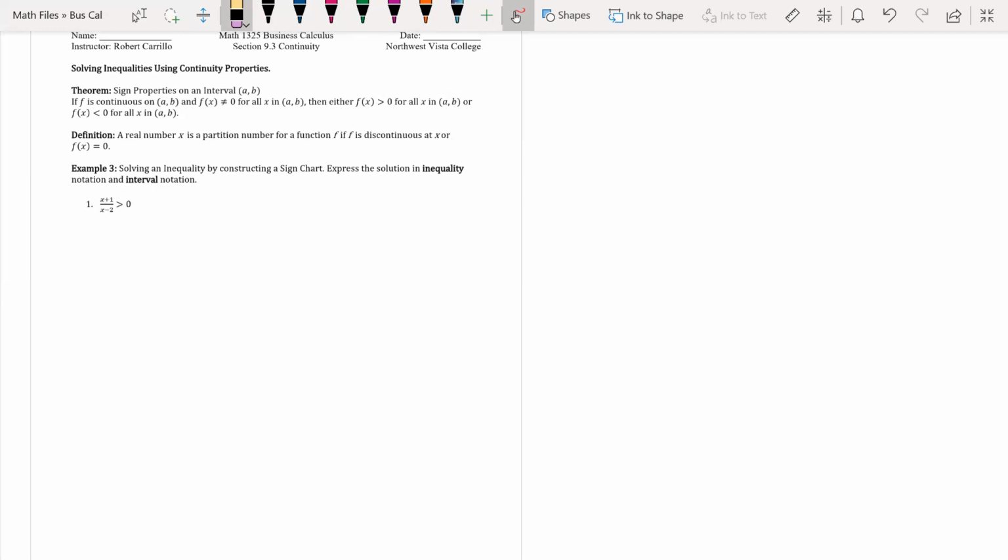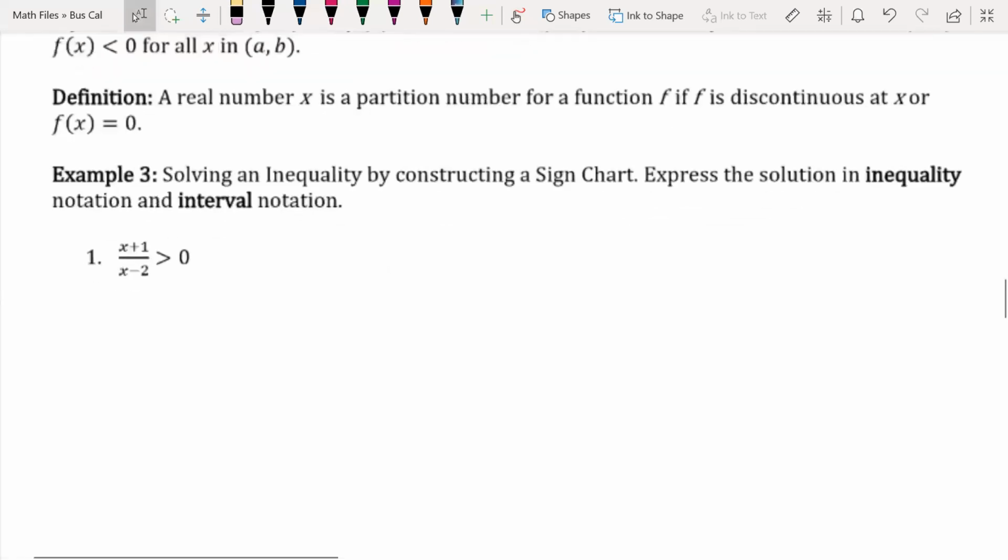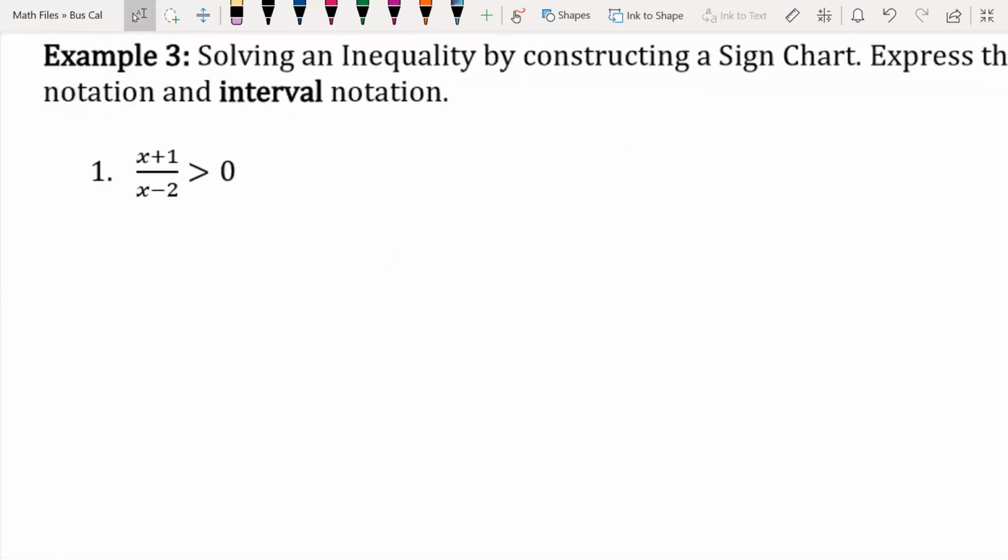And the reason why we're making this sign chart is because once we get into test 2 or test 3, we're going to be making a ton of sign charts. So it's good to see it now, so later you're better prepared. Okay, so let's start example 3. It says solve an inequality by constructing a sign chart. Express the solution in inequality notation and interval notation. Okay, so for number 1, well, the only one on example 3.